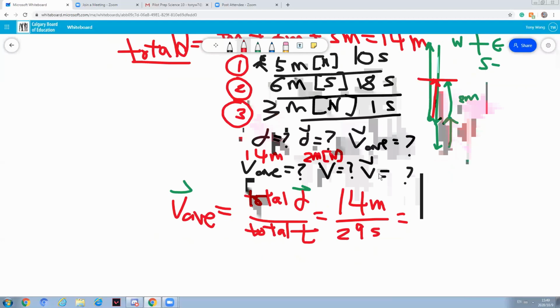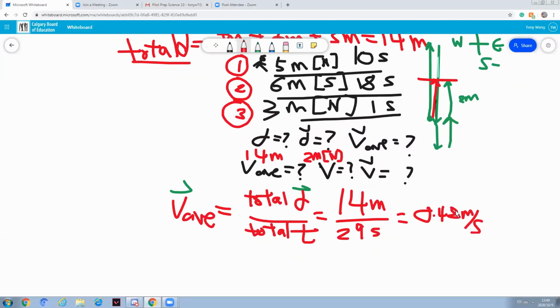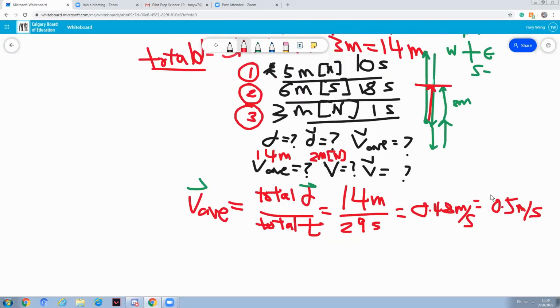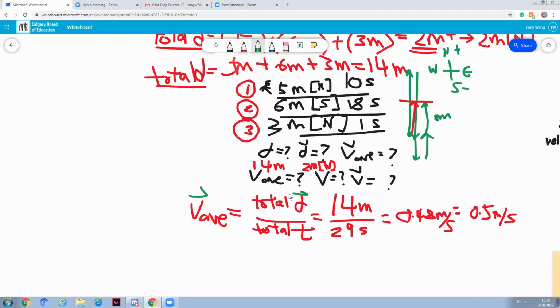0.4. Okay, so when I put 14 over 29 in the calculator, I got 0.48, right? Meters per second. Okay, so rounding 8 to 4 rounds up, so it would be 0.5 meters per second, not 0.4. So any number above 5 rounds up the number. Does that make sense? Okay. So this is the average speed, to one significant digit because these are 1.